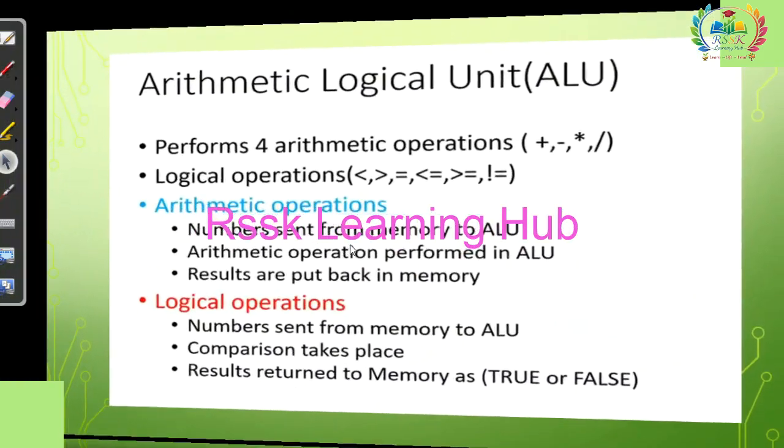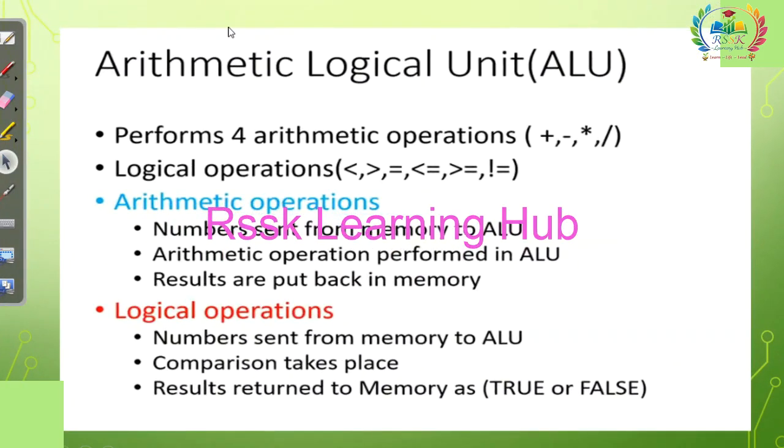Now moving to ALU, it performs 4 main arithmetic operations. What are the main arithmetic operations? Plus, minus, multiplication and division. Coming to logical operations, you will have greater than, lesser than, equal to, less than or equal to, greater than or equal to, not equal to. Now coming to arithmetic operator, the numbers are sent from the memory to ALU, then the arithmetic operation is performed in ALU, and the results are put back in memory.